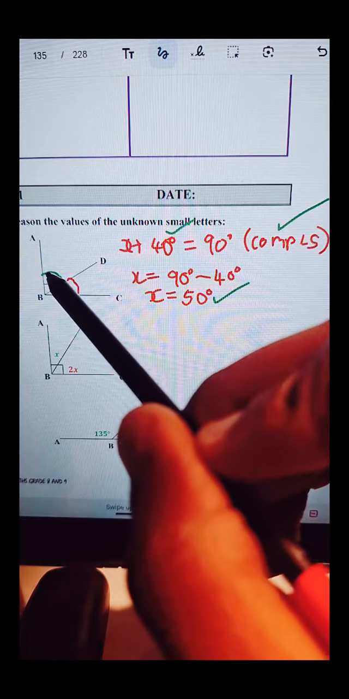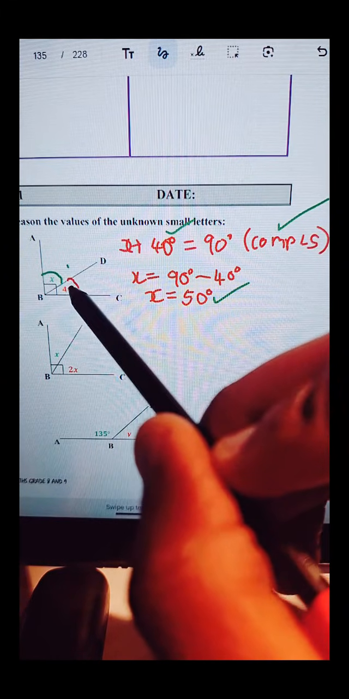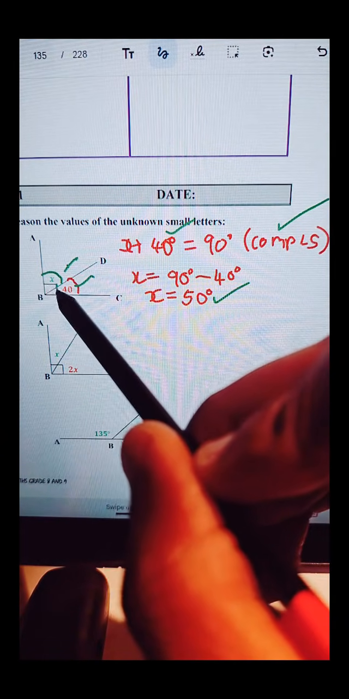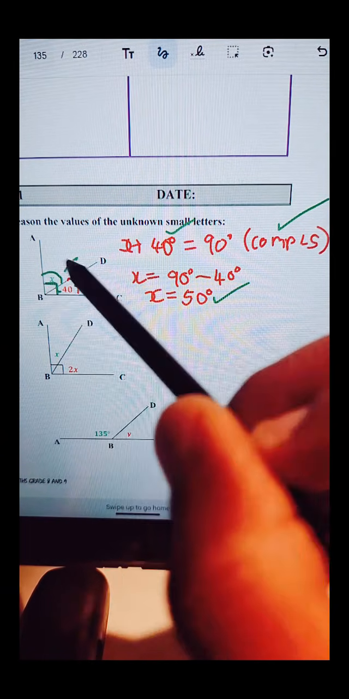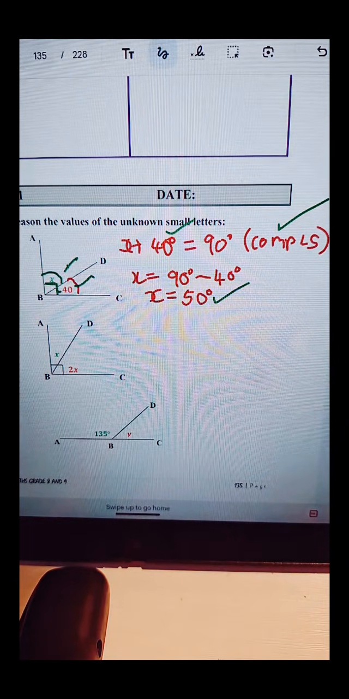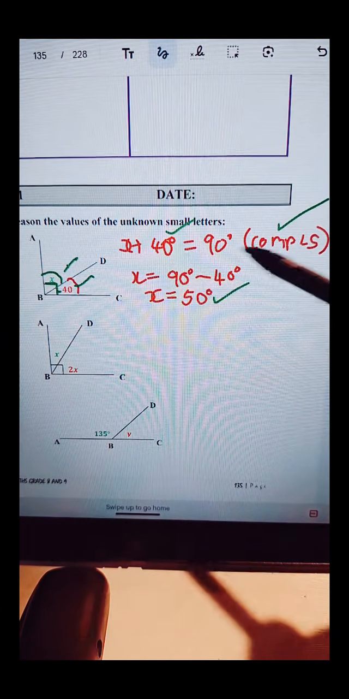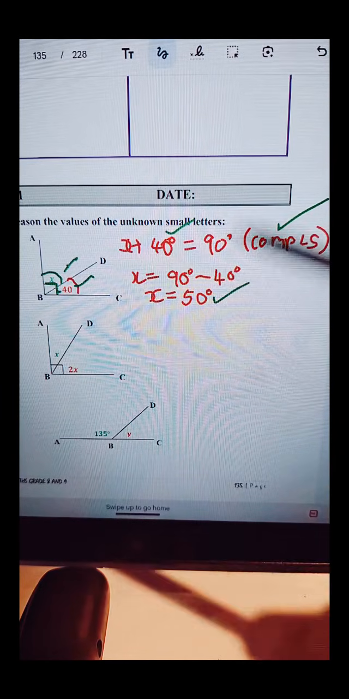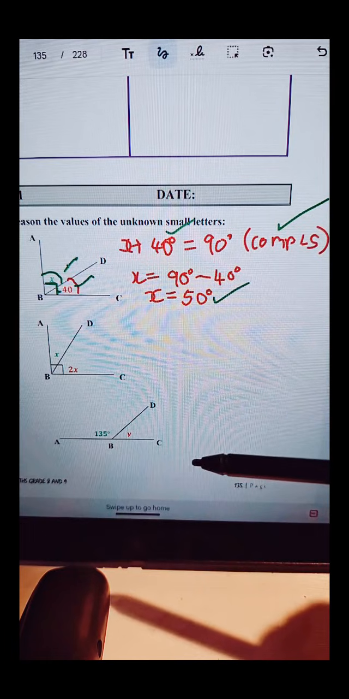As I repeat, x plus 40 is equal to 90, because the box means 90 degrees. In other words, complementary angles. So you have to have a statement accompanied by a reason. Then you solve the equation thereafter.